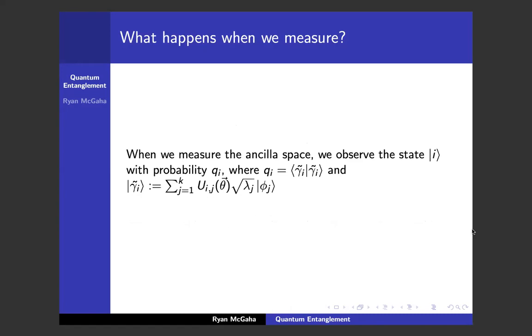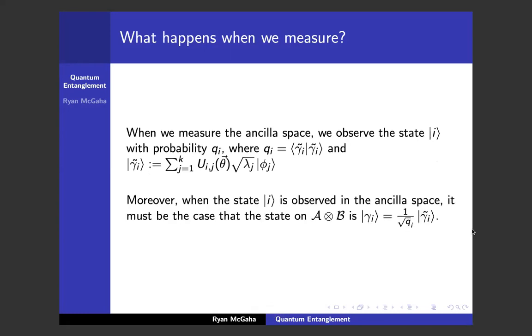Now let's look at the measurements right quick. What happens when we measure? When we measure the auxiliary space, we observe the state i with probability Q_i. This Q_i is the probability from earlier with the HJW theorem, and it's the gamma tilde, where we define the gamma tilde as this vector right here. Moreover, because of how we define the psi, whenever we measure the state i, that means that we have forced the other qubit into the state gamma_i. So now we know that we are in the state gamma_i tensor |i>.